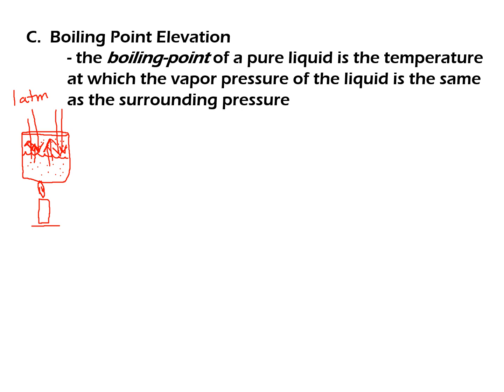So if boiling point depends on vapor pressure, and we just said on the slide before this that vapor pressure is lowered when you dissolve something in the water, well then that means that the boiling point is going to have to get even higher to get the vapor pressure up to match the atmospheric pressure, the surrounding pressure.